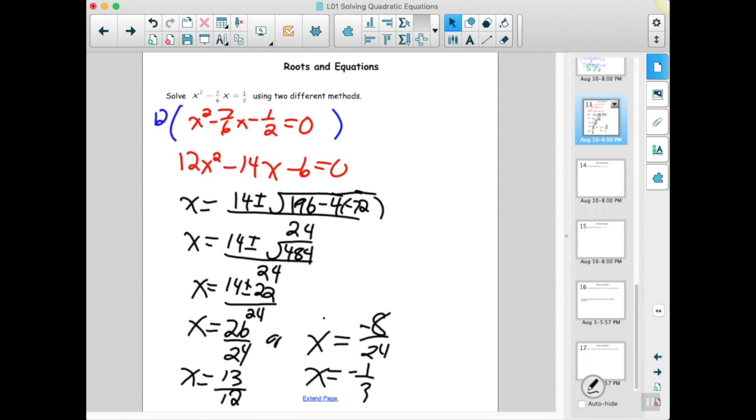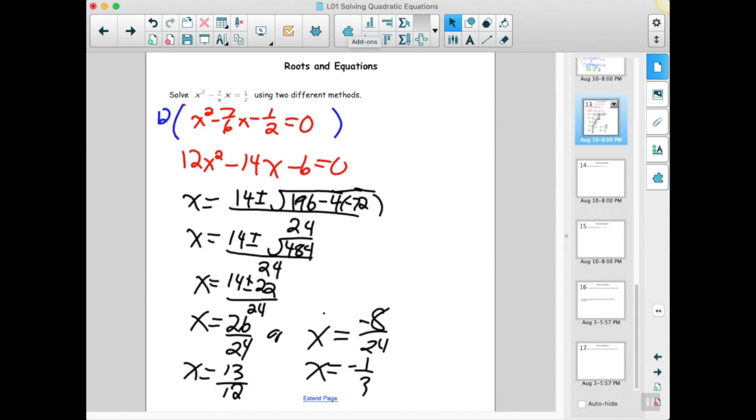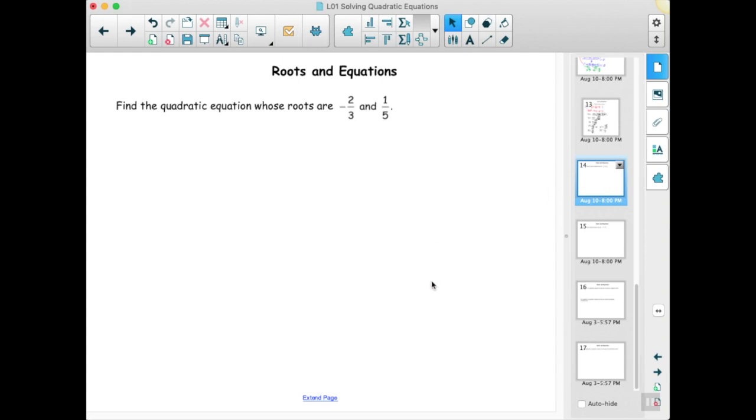All right, now that's factorable. So for your other method, why don't you try and factor that? See if you get the same roots I did. If you don't, that means I made a mistake. The solutions online are going to be correct. All right, let's go to the next one.